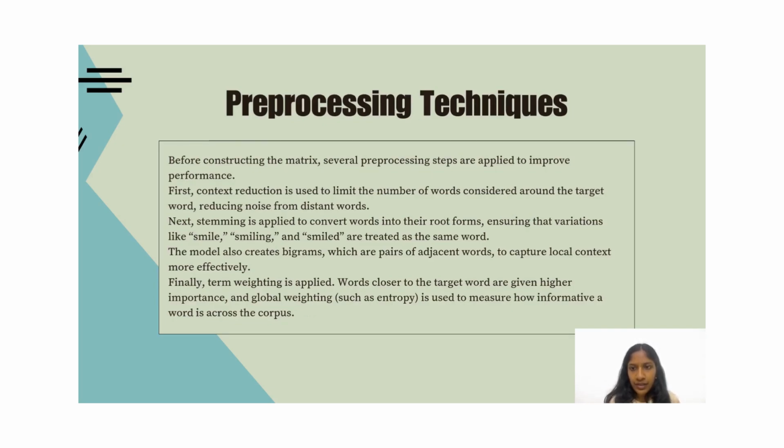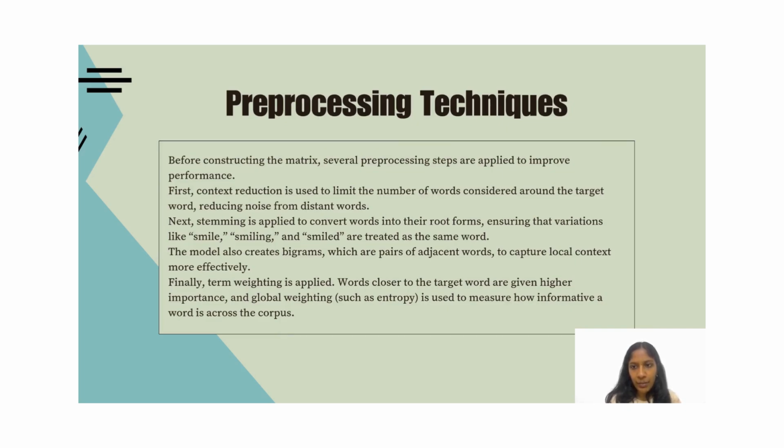Pre-processing is a crucial step in the LSA pipeline as it directly affects the quality of the final semantic representation. Without proper pre-processing, the model may capture noise rather than meaningful patterns. One important step is context reduction. Instead of considering the entire sentence or document, only a limited number of words surrounding the target word are used. This ensures that the model focuses on the most relevant context for predicting the correct word.